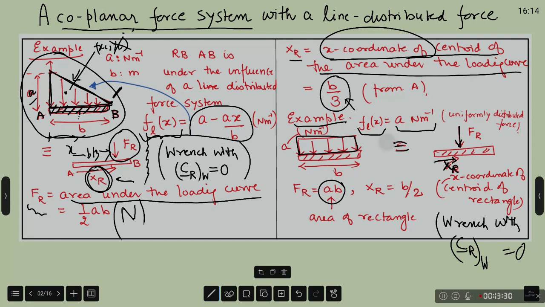This gives you FR. XR is the x coordinate of the centroid of the area under the loading curve. We know that the centroid of a rectangle will be here, and its x coordinate will be nothing but B by 2, that I put here. You replace, and that is how you get the new force system.